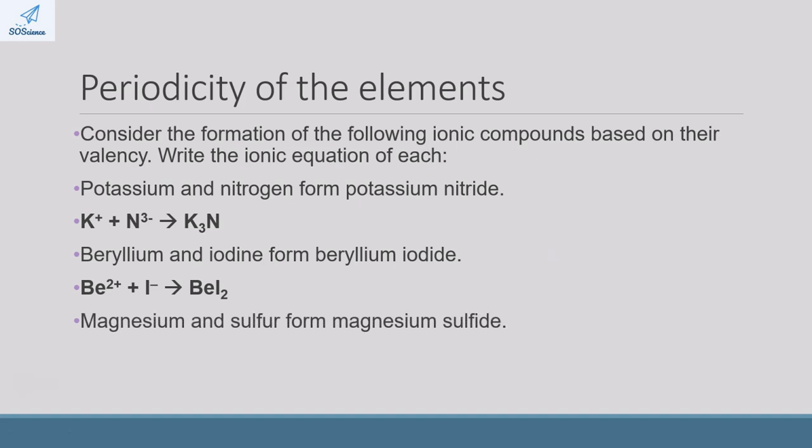Magnesium and sulfur form magnesium sulfide. So we have Mg2 plus and S2 minus. And if you're going to use the cross multiplication method, you'd get Mg2S2, but you need to remember to simplify that to MgS. And the logic is that magnesium wants to give up 2 electrons and sulfur wants to gain 2 electrons. So you only need 1 magnesium ion for 1 sulfide ion in order to balance the compound.